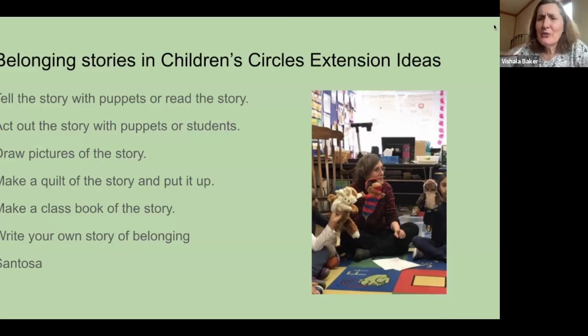For the older children, I would read a story about belonging and then invite them to write their own story and illustrate their own stories. And again, we had older children and younger children, and they would then go down and tell those stories with the pictures and the writing to the younger children.